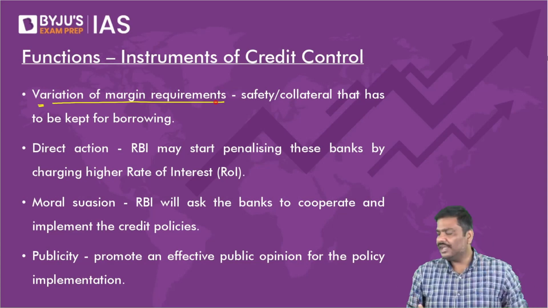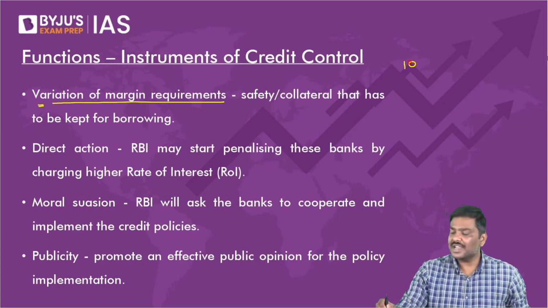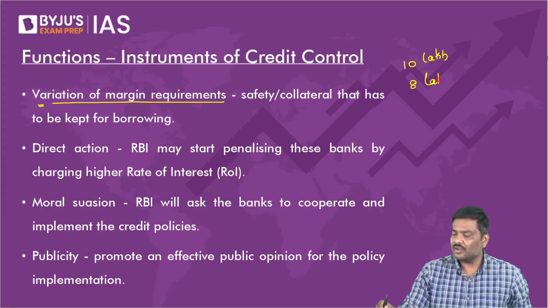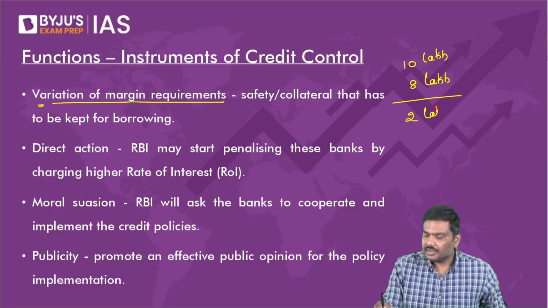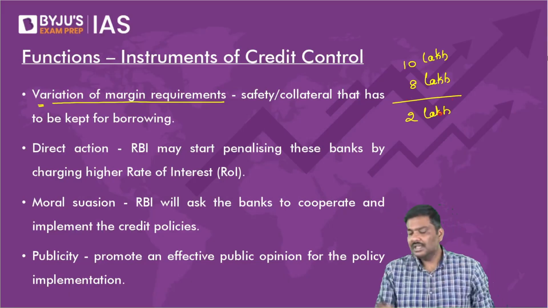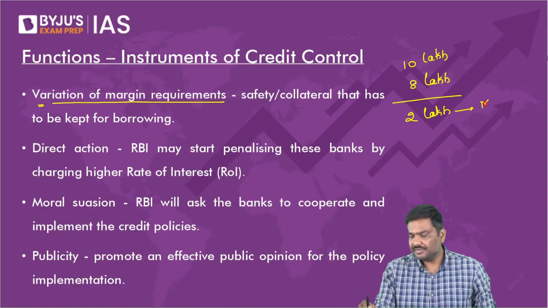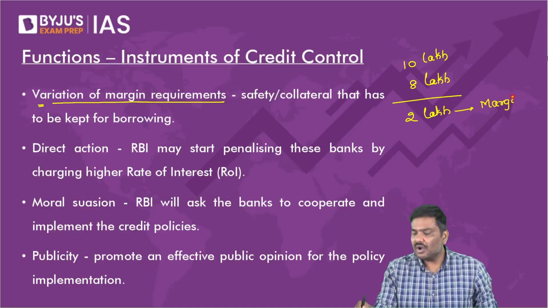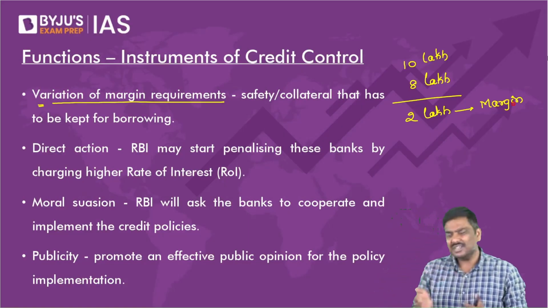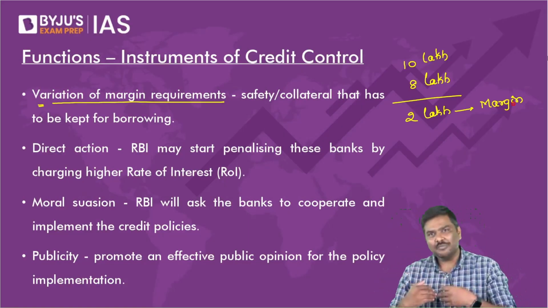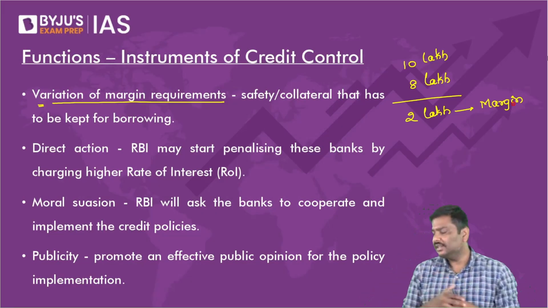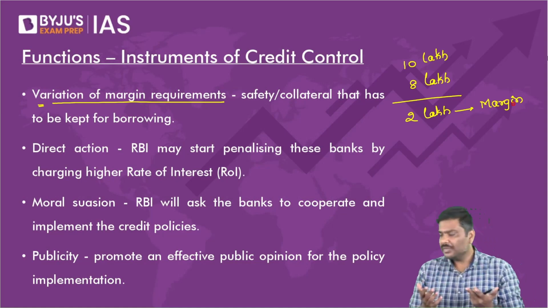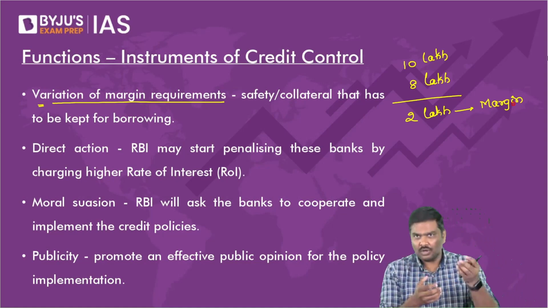Variation of margin requirements. Now, I'll take the earlier example only. Imagine the car price is 10 lakh rupees and I said bank will give you a loan of 8 lakh rupees, right? Remaining 2 lakh rupees. The difference is how much? 2 lakh rupees. This is called as margin. And can I say margin is nothing but the amount of money that the borrower will have to pay from his own pocket? Let me know.